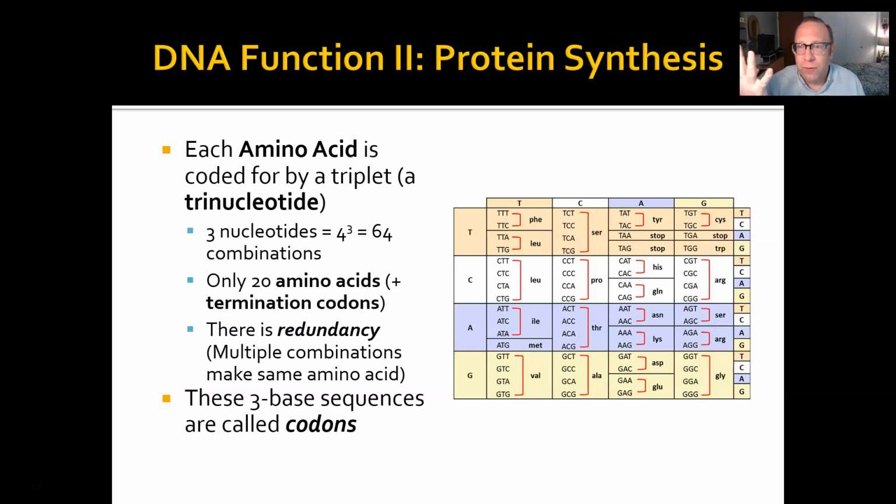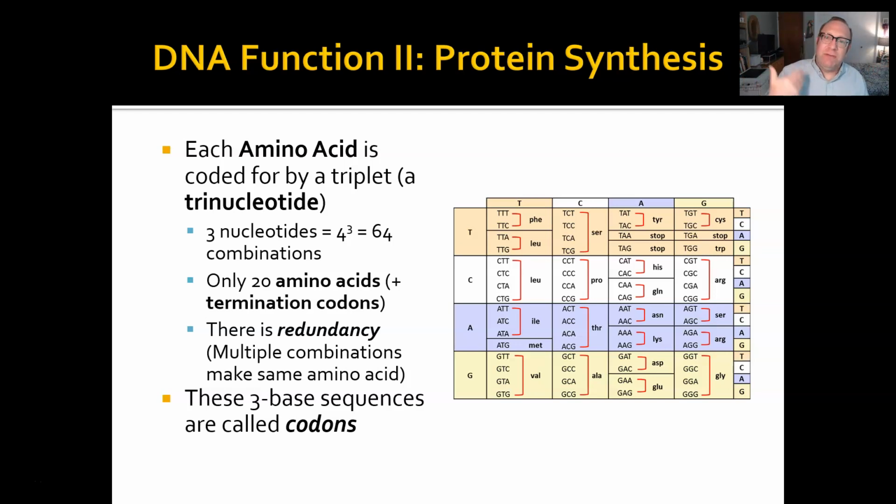So, if you've got 4 possible nucleotides and 3 letters at a time, then these 3-letter combinations, which we call codons, that's another name for it, these 3 base sequences, you've got a total of 4 to the 3rd power, that is 64 different combinations of bases that can be combined in this code. That said, there are only 20 amino acids, so 64 possible combinations, but only 20 amino acids plus the termination codons.